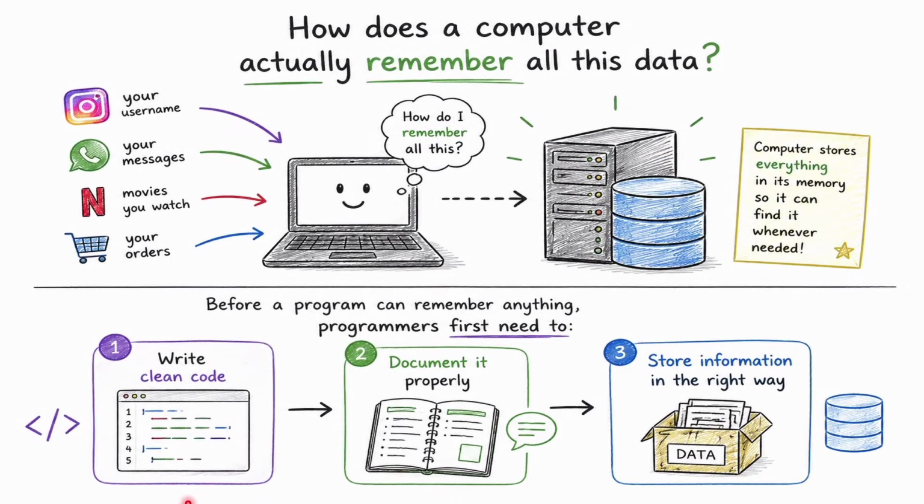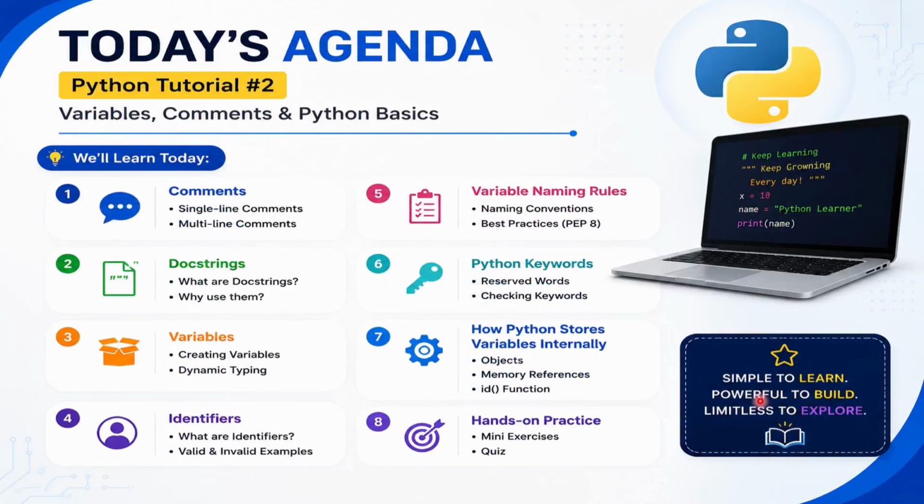Before a program can remember anything, programmers first need to write clean code, document it properly, and store the information in the right way. And that's exactly what you will learn in today's video. We will cover comments, docstrings, variables, identifiers, variable naming rules, keywords, and finally, one of the most interesting beginner concepts, how Python stores variables internally. By the end of this video, you will have a strong foundation that will make the rest of your Python journey much easier. So without wasting any time, let's get started.